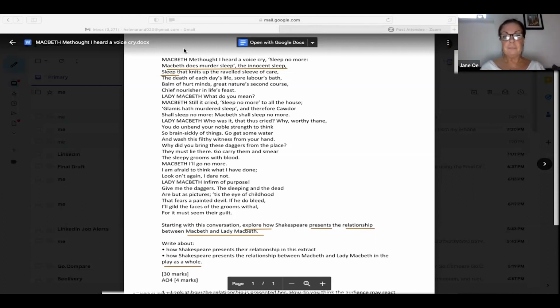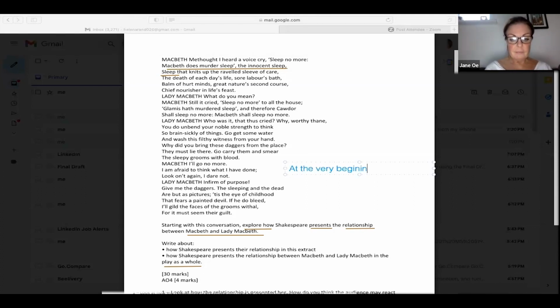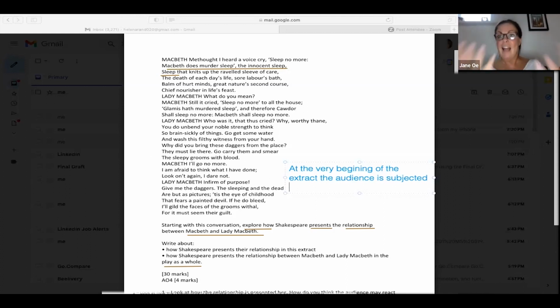So in our point, I would say, at the very beginning of the extract, the audience, I've got to get that word in, audience, so the examiner knows you know it's a play. The audience is subjected. I like to use different things. I don't like to say the audience is shown. Use different words. And I think this is quite a violent extract, okay? It's violent. It's not subtle and subdued. He's frantic. And that is portrayed in the language, that repetition.